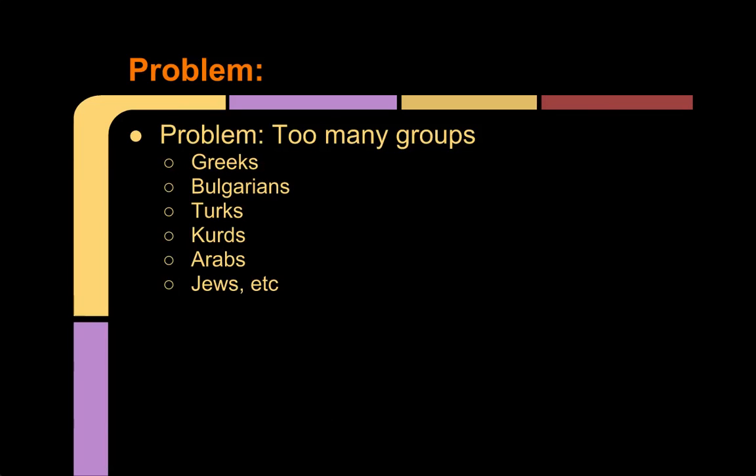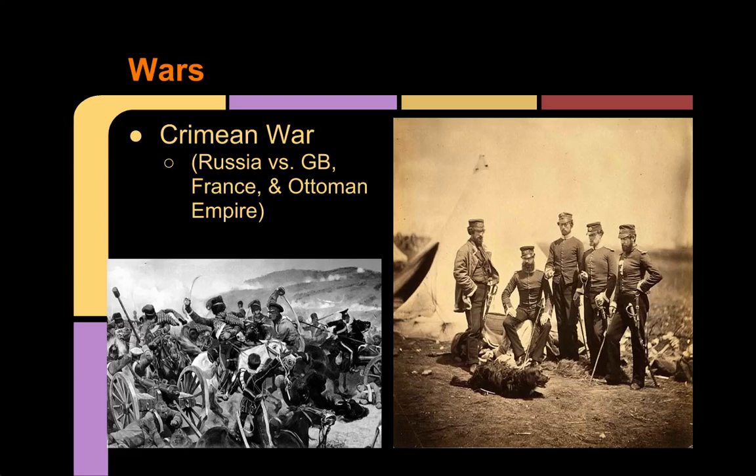You have too many groups. You got the Greeks, the Bulgarians, the Turks, the Kurds, the Arabs, and the Jews, and it goes on. And just like I said previously with Austria, you're going to have a couple issues because people have different history. They have different ideals, religions, all of that. Different ideas on how to rule the government. And you put them all in one area or under one empire, and they're not always going to necessarily agree.